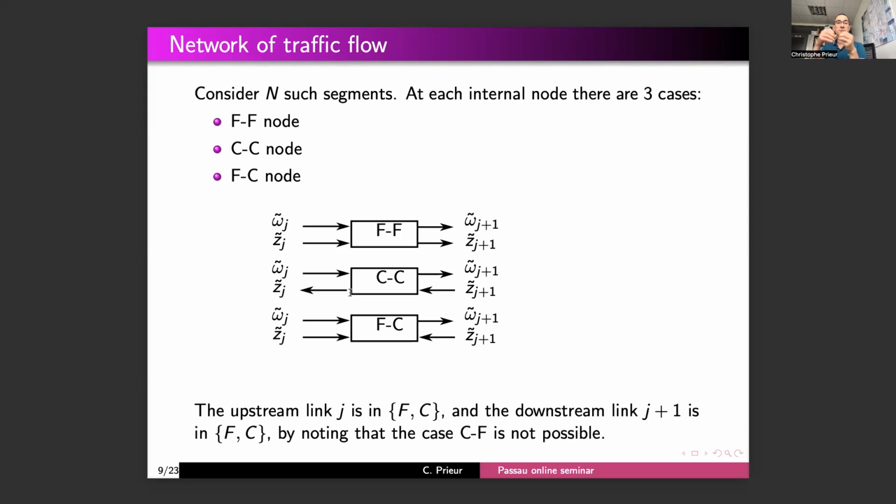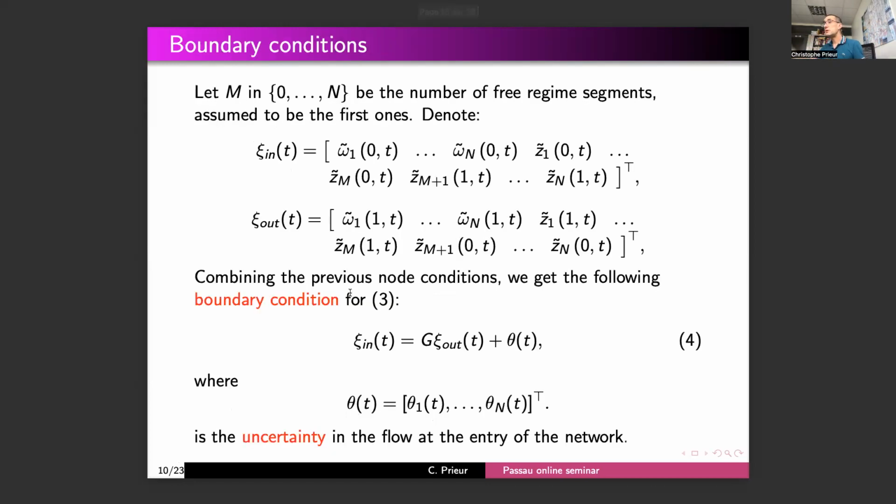And now if you have n segments, 1, 2, 3 up to n, you have to think about the cases where you have first free and then congestion. So now let us combine everything. Remember that we have already described the dynamics except the boundary condition.